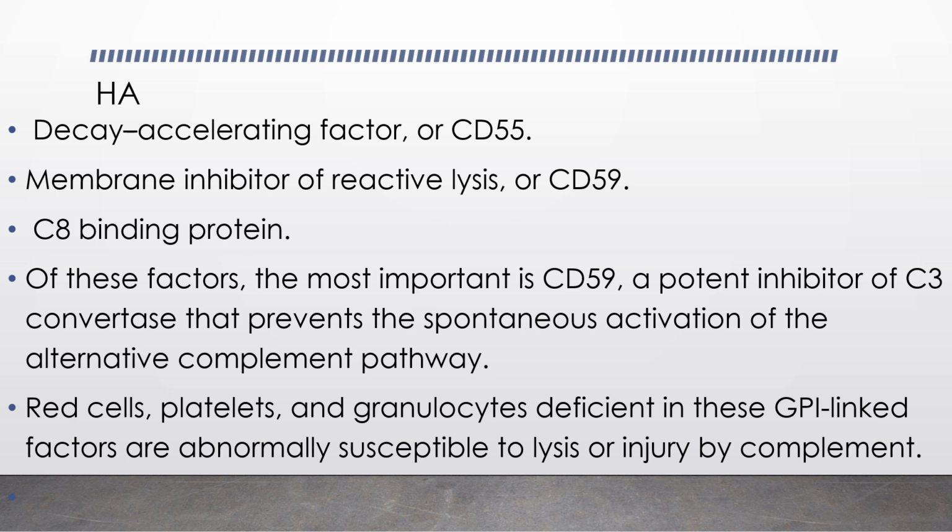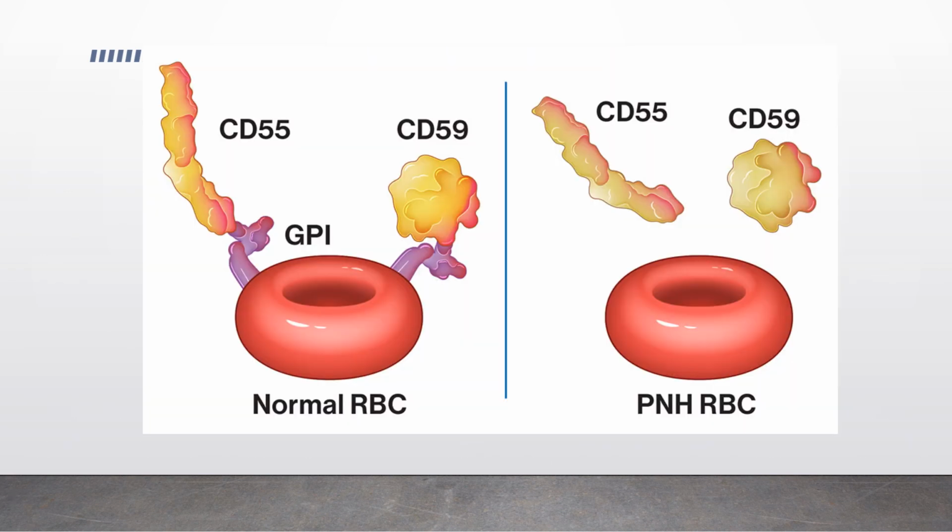So, even if somehow complement gets activated on the RBCs, which it can get easily, it is prevented from forming the last membrane attack complex. So they will be lysed or injured by the complement if they can't do so. Pictorial presentation, diagrammatic presentation rather.